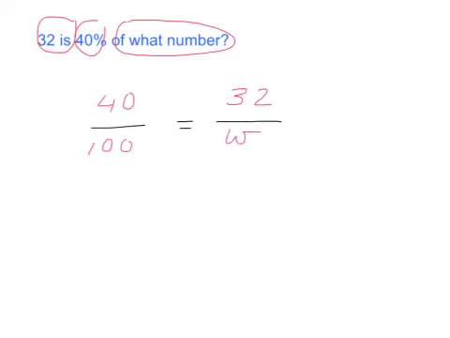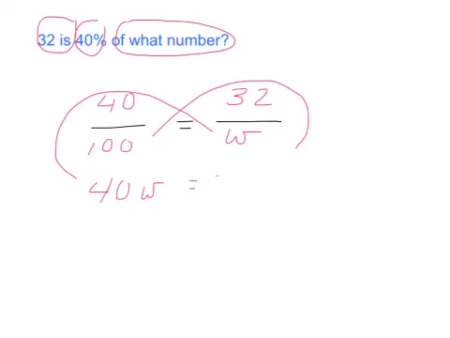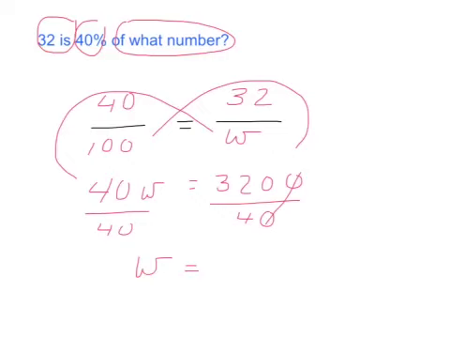And now I'm going to cross multiply. 40 times W is 40W. 32 times 100 is 3200. Divide both sides by 40. Cross out a 0, 320 divided by 4. W is equal to 80. One thing I didn't recommend in the last problem was to go back and make sure that everything made sense. 32 is 40% of 80. 32 is a little less than half of 80, so that does make sense.